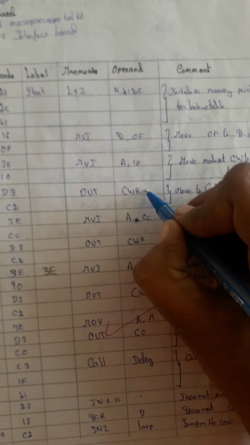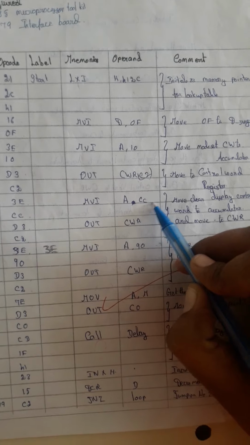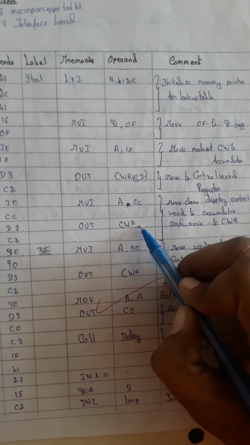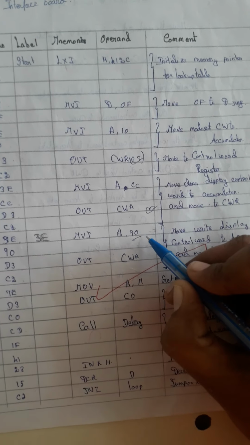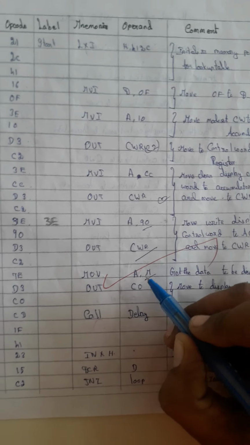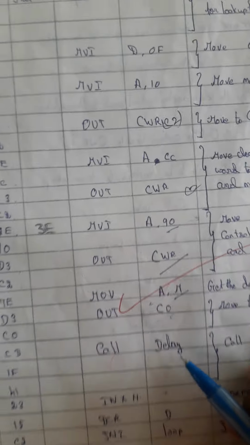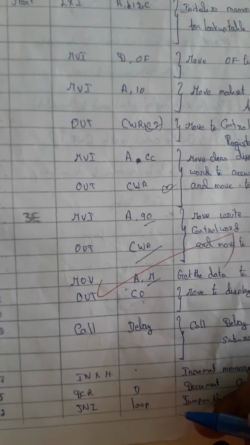So we are giving 10 to the accumulator. The control word register address is C2, so we are moving 10 to C2, and then CC, the clear display control word, is moved to C2. After that 90, the write display control word, is moved to the control word register, and then we are moving M to A. M is 412C, and that FF will be moved to the accumulator. After that it will be moved to C0, the display port address.